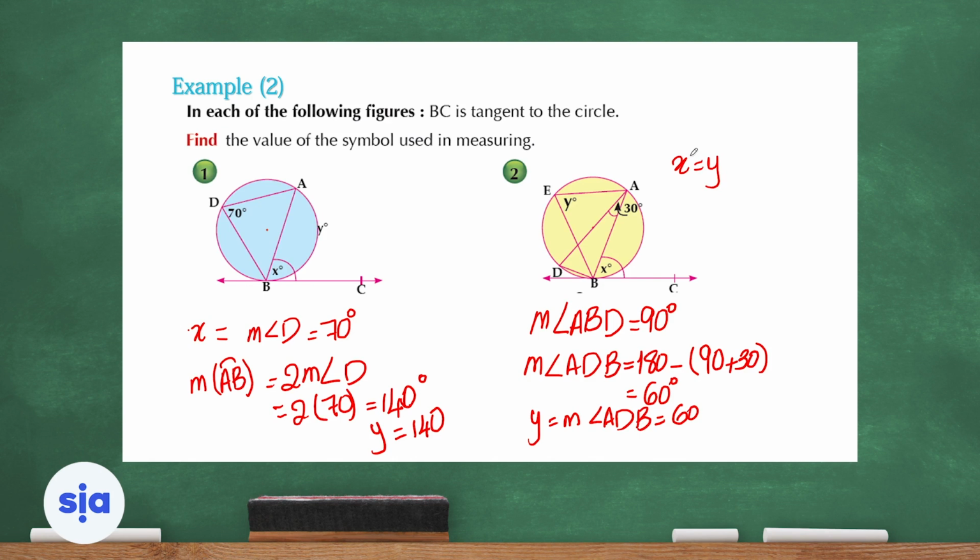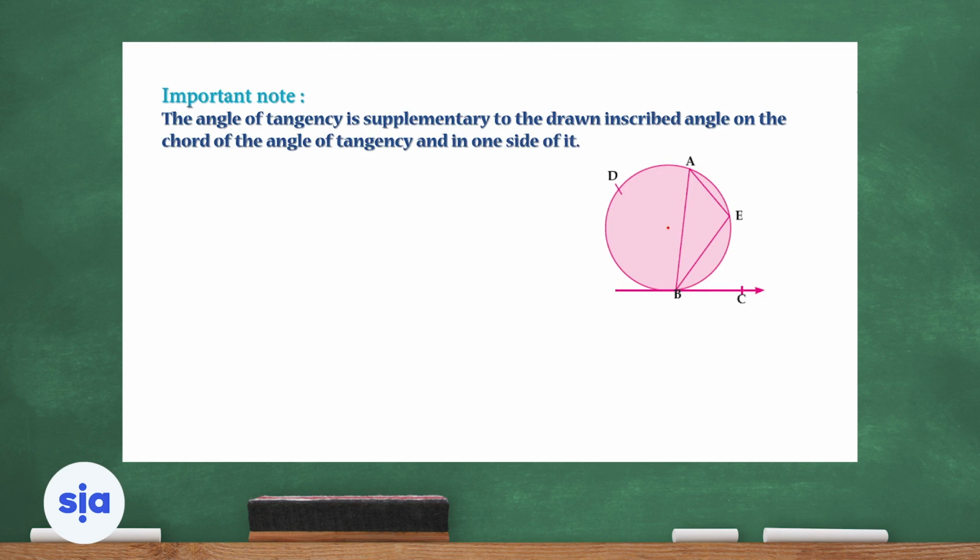Why is that? X is the angle of tangency, while y is an inscribed angle, and they both are subtended by arc AB. So, as long as y was equal to 60 degrees, angle x equals 60 degrees. So x equals 60. Let's move on to an important note.